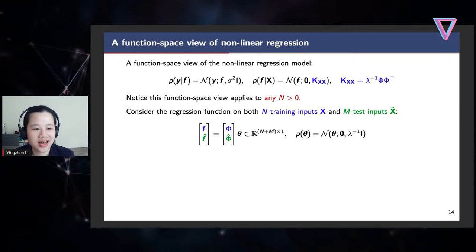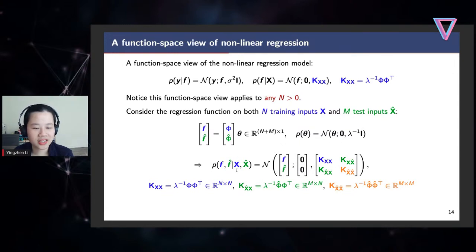Now you see f and f hat are linear transformations of the random variable theta, and theta is Gaussian distributed. So this also tells you that, conditioned on the training and test inputs, the outputs f and f hat on training data and test data are jointly Gaussian with zero mean, because you have mean zero for theta. But then for the variance, you need to compute the outer product of these vectors and their transpose. That gives you four terms. The first term is the one we saw before, the covariance matrix on the training data. This term is the covariance matrix on the test data. And these two terms are the covariance between the training data and the test data.